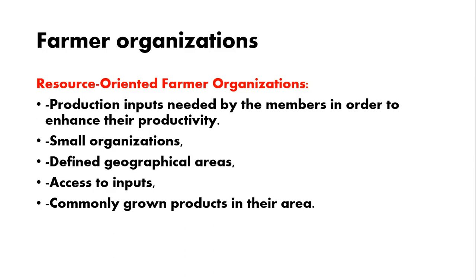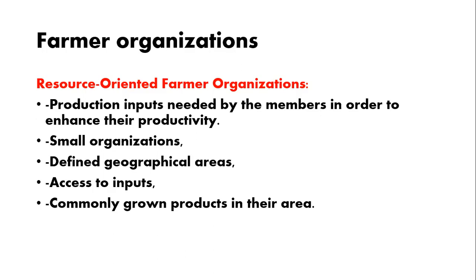Production inputs needed by the members in order to enhance their productivity. Most of the time, these resource-oriented farm organizations worry about supplying the inputs, maybe seed, maybe fertilizer, maybe machinery, or maybe finance. These are the areas they are focusing on, right? Input supply. And most of the time, these farm organizations are actually small, maybe 100, maybe 200, like that. Small farm organizations.